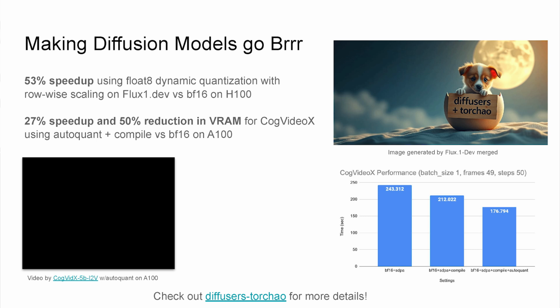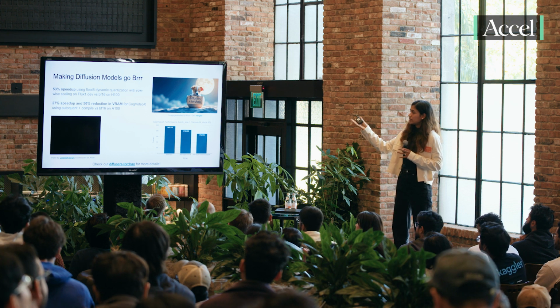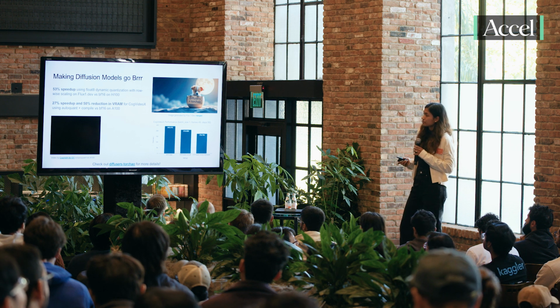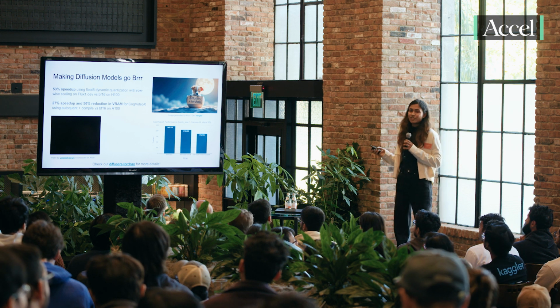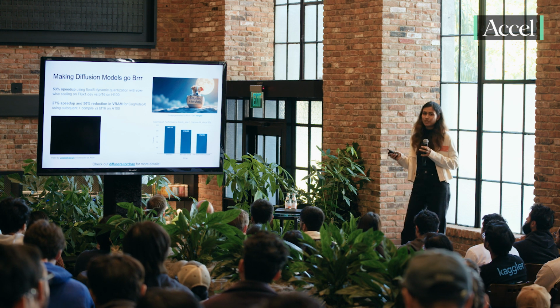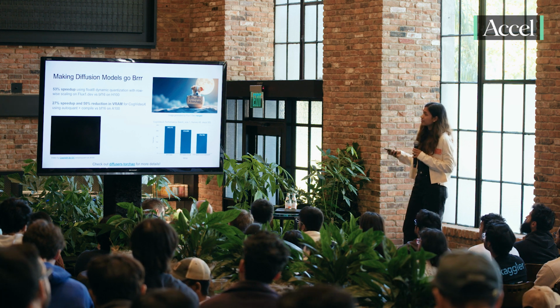And for the CogVideo 5B model, for context, it takes over 30 gigs to run it on the GPU. And with AutoQuant and compile, you can reduce not just the VRAM by 50%, but you can also get a 27% speedup because of compile. And as you can see, these images were generated by quantized models, so the quality is pretty good as well. I want to give a shout out here to the Hugging Face diffusers team. They really battle tested a lot of our quantization APIs and ran various benchmarks on diffusion models. So you should definitely check out their repo if you're interested here.